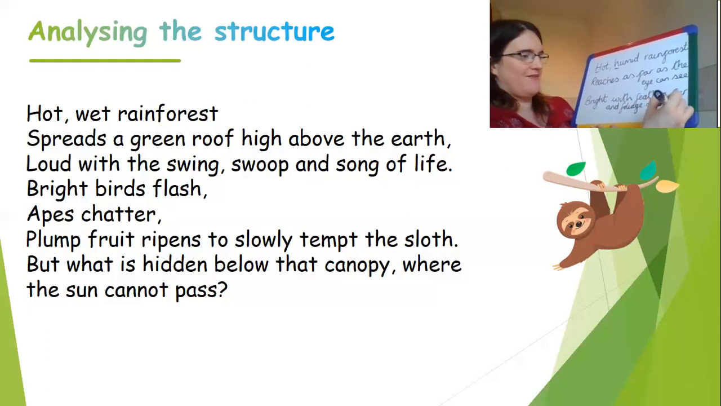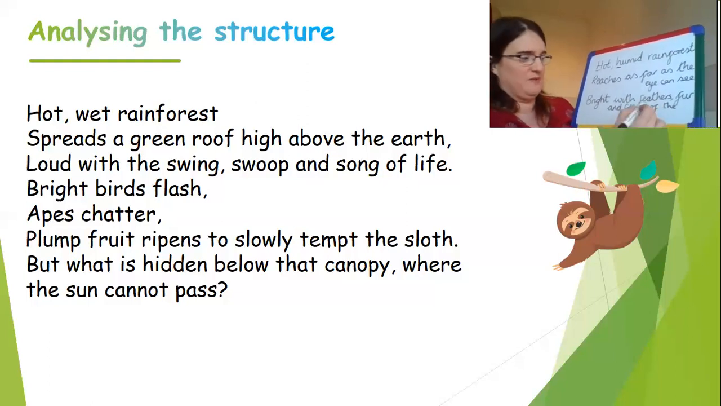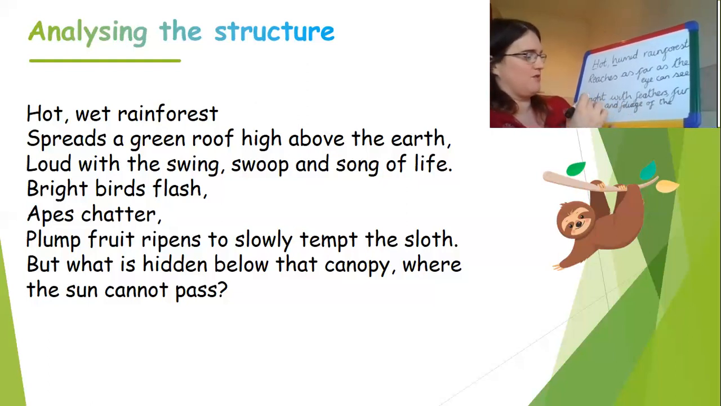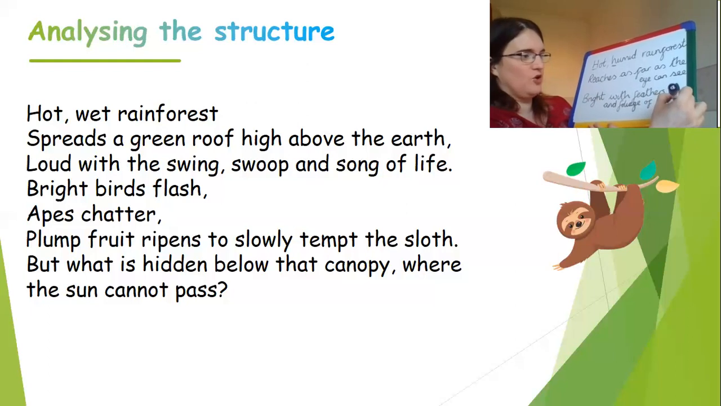Of the, I've thought of something. I can get some even more alliteration. You might not be able to get this amount of alliteration in, but don't worry. Just give it a try. Bright with feathers, fur, and foliage of the, instead of writing animals and plants, I'm going to write flora and fauna.